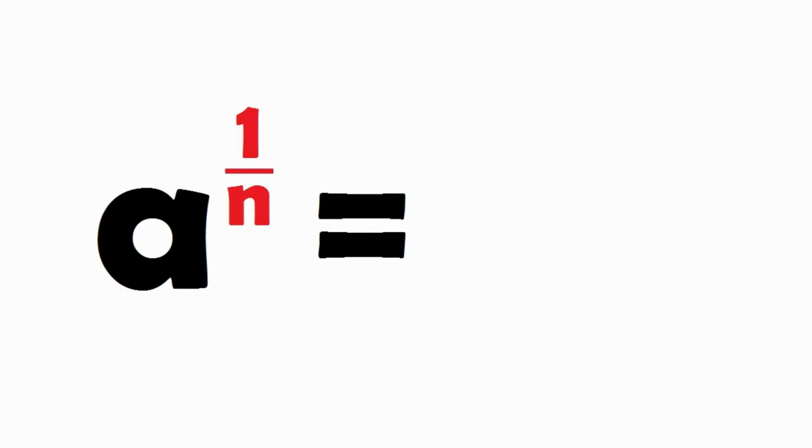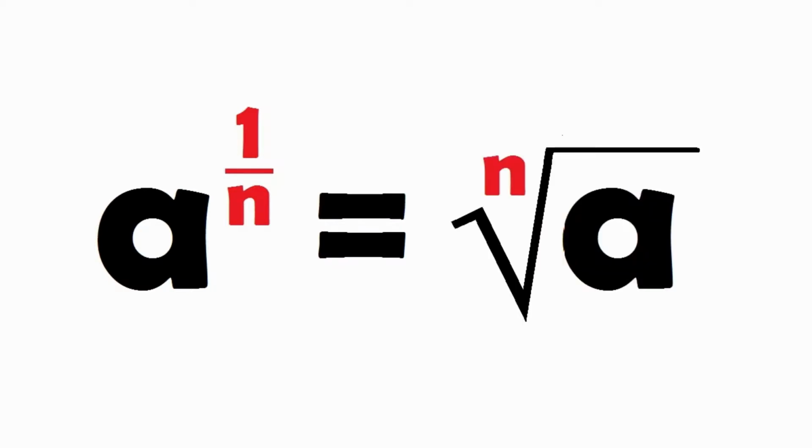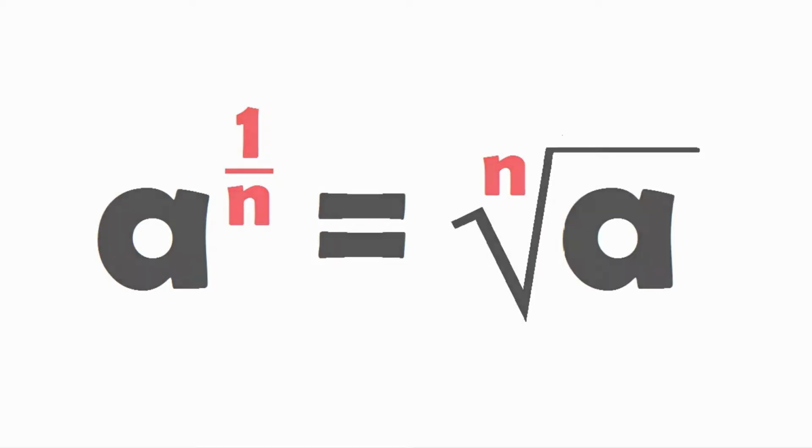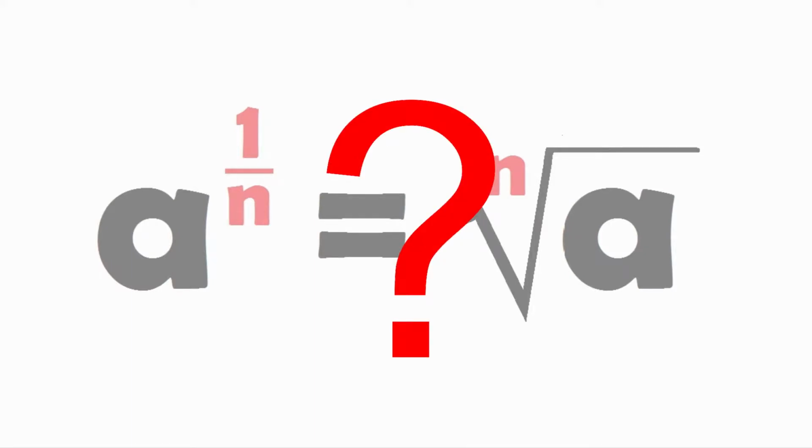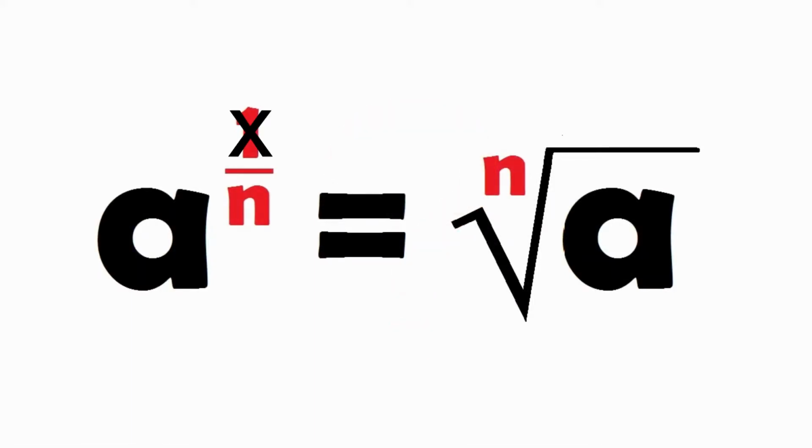If you watched the previous video in this unit, you'd know that an exponent of 1 over n is the equivalent of finding the nth root of that number. But then I asked you guys this question: what if we were dealing with numerators other than 1? Like in the example 9 to the power of 3 halves. What should we do here?